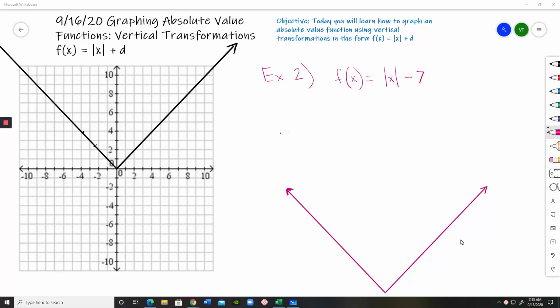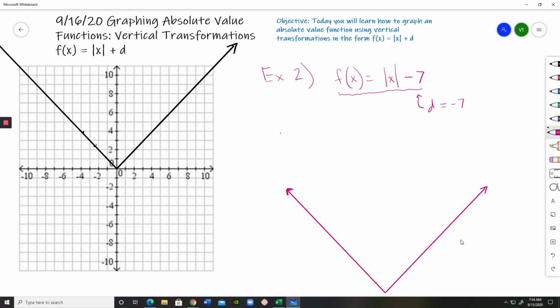Here's example 2 of graphing absolute value functions with vertical transformations. Once again, we have the parent function graphed already on the left, just as a comparison. Example 2 is f of x equals the absolute value of x minus 7. So this minus 7 here in the back is our d, and d is negative 7. Notice that d takes the same sign.